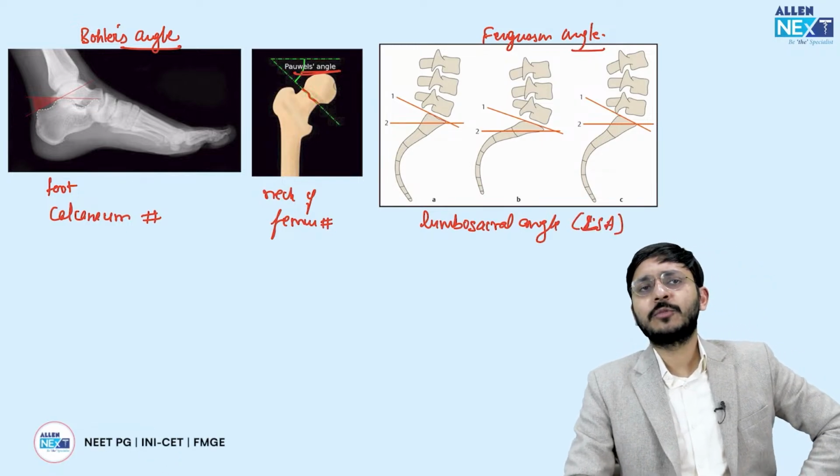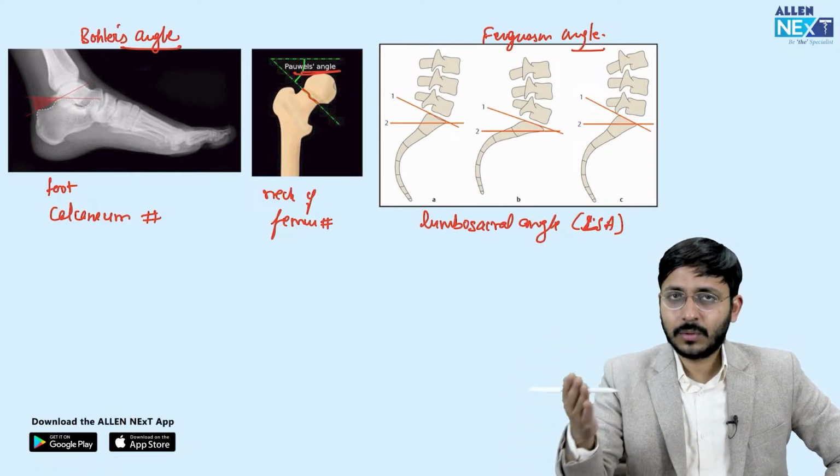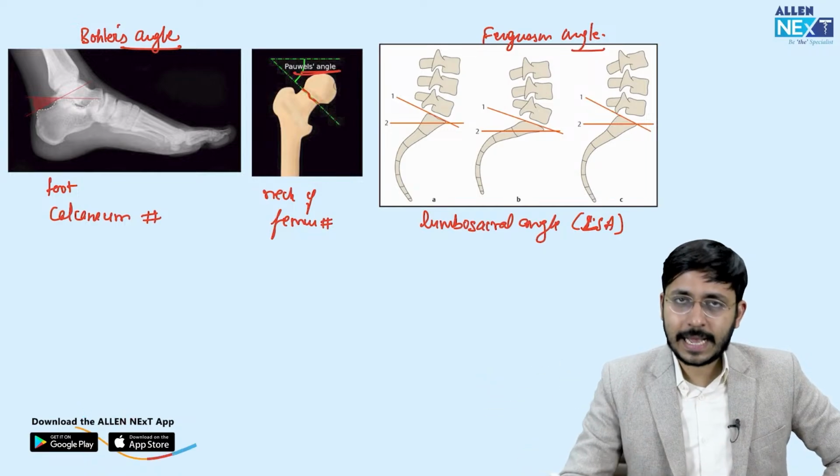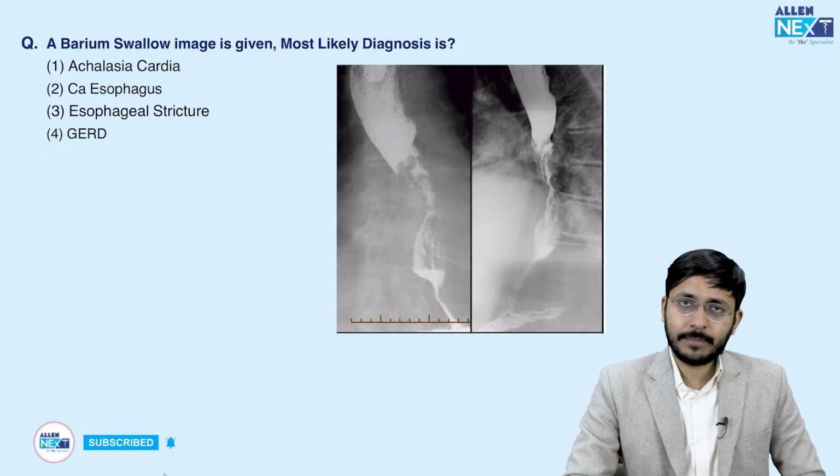And it is mainly used for spondylosis or spondylolisthesis. Okay, so that's how a lumbosacral angle or a Ferguson angle is used. Now let's come to some GI spotters and GI previous questions.